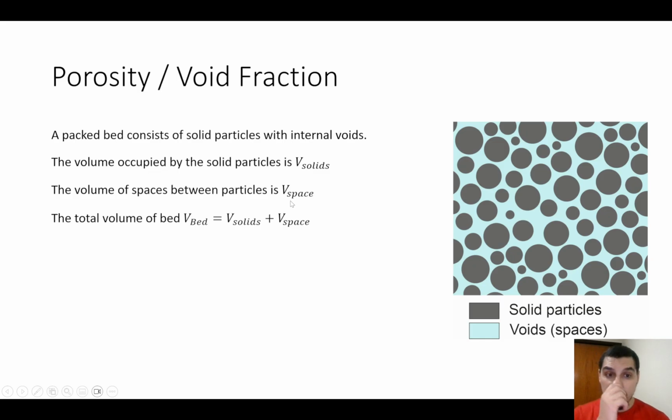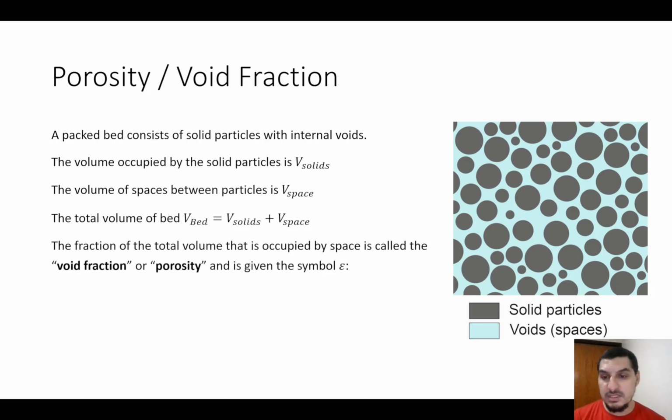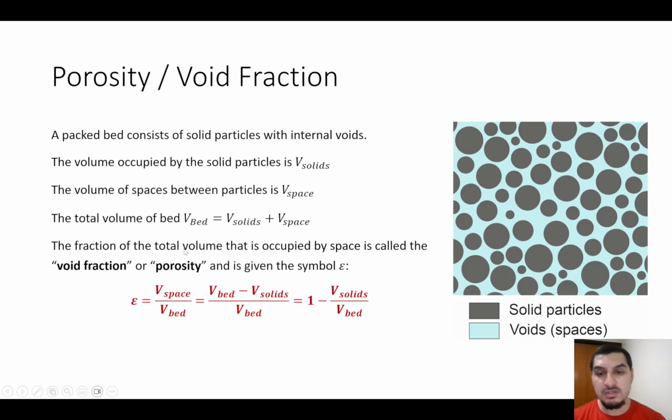And the total bed volume is going to be the sum of both, the volume of solids and the volume of the space. And the fraction of the total volume that's occupied by space is called the void fraction. I think that the name is very clear. It's the fraction of the volume that is void, which is empty, or sometimes called the porosity. And we give it the symbol epsilon.